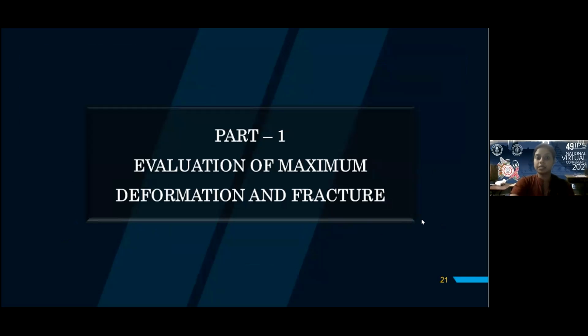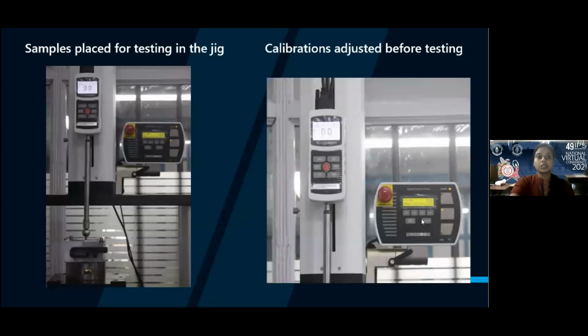That is, the evaluation of maximum deformation and fracture was done as the 1st part, and the evaluation of microgap was done as the 2nd part. So from this picture, we can see that each loading procedure involved application of force to the cap using a universal testing machine at 1 mm per minute from 350 Newton to 1500 Newton. So then a graph was obtained.